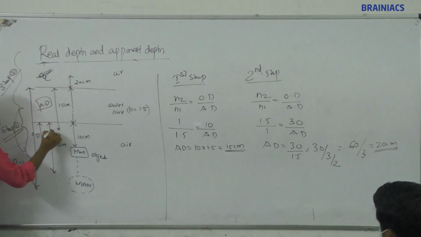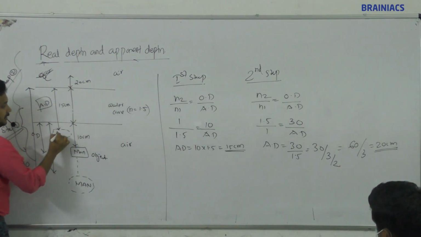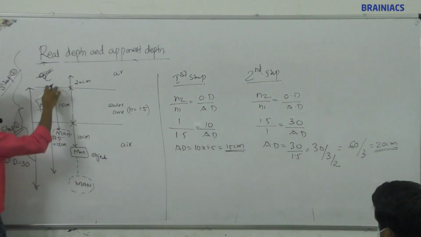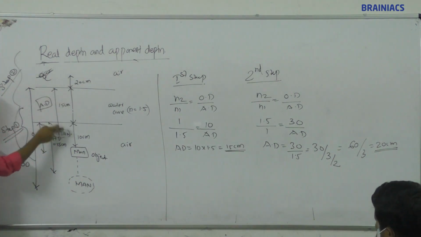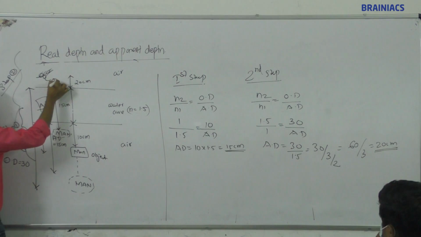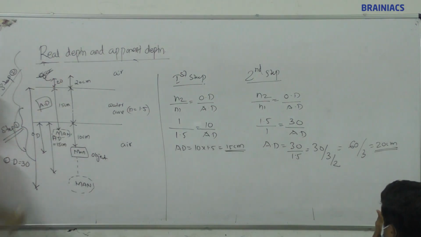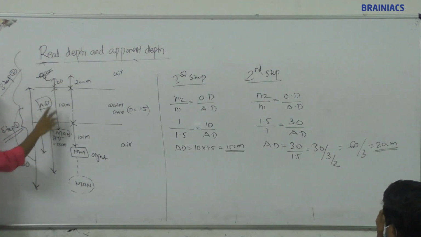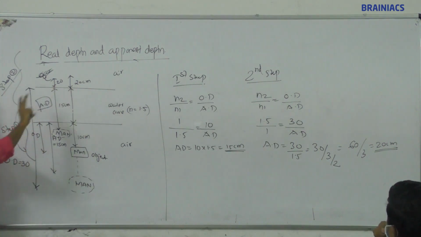So from the top you see the man located at a depth of 20 centimeter from here, and from the eye, how far away? The eye is also 20. So 20 plus 20, total distance, 40 centimeter you feel.